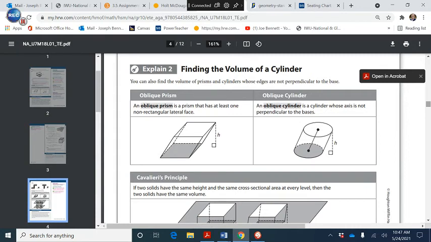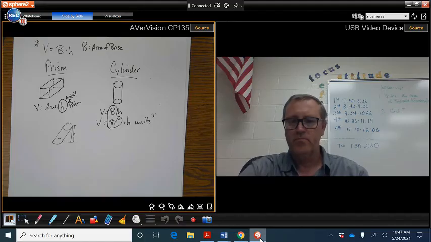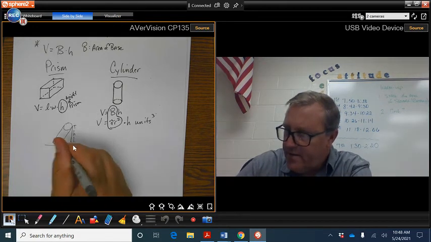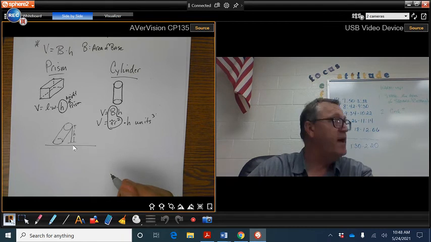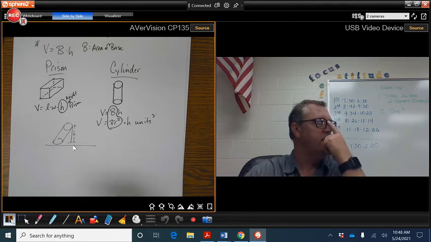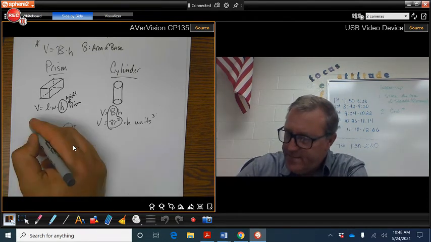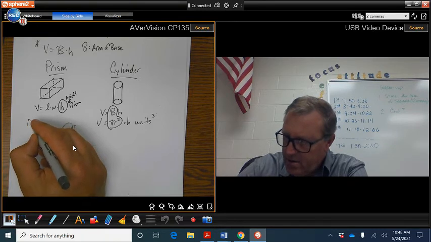Here's, I like the, to draw these. I don't like those. One thing that you have to be careful with oblique is that the height, when you're finding it, is the height to the base, way down here. So it's like where the oblique figure is sitting on the table or on the desk. Okay, it's not the slanted height. Okay, here's a triangle.